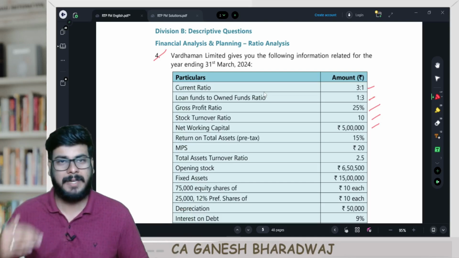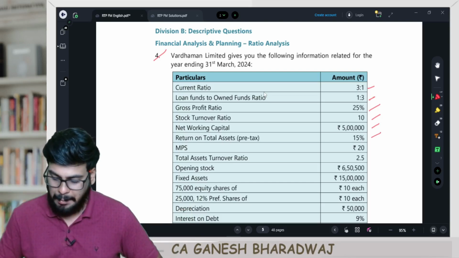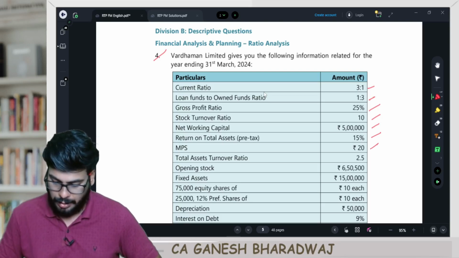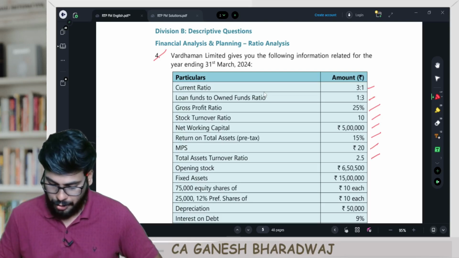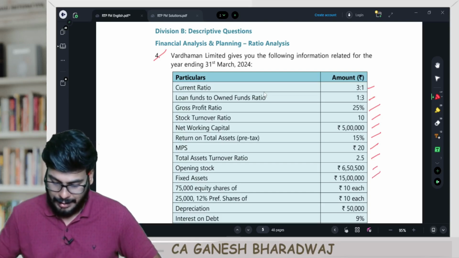Return on total assets is basically EBIT upon your total assets. That's going to be 15%. MPS is going to be 20 rupees per share. Total assets turnover ratio is 2.5 times. Opening stock is given as 650, 500. Fixed assets is 15 lakhs.